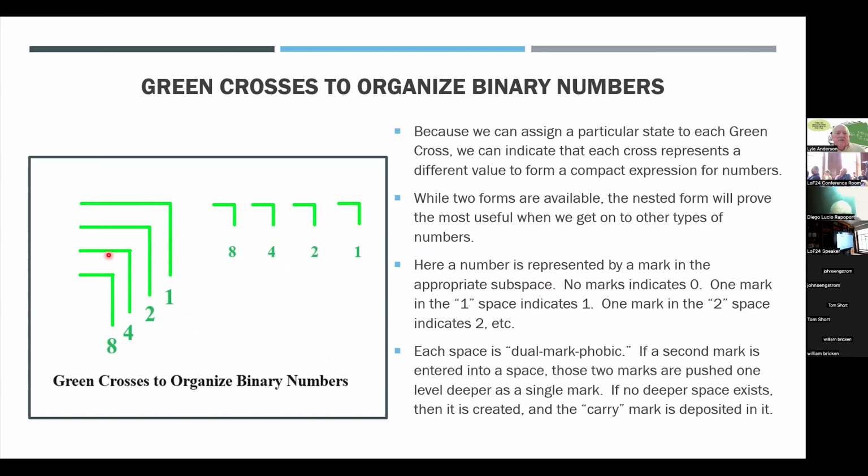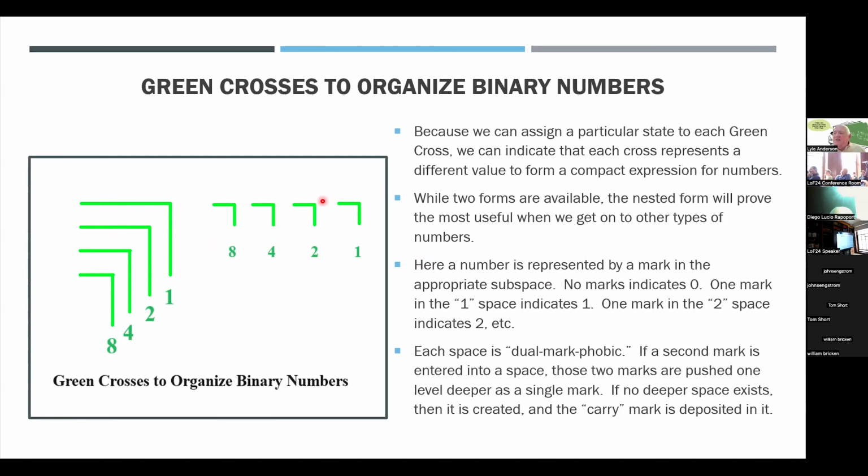this turns out to be a form that's going to be very, very useful. It's a nesting of green crosses, and each cross is identified as having a particular state, okay? This is the one state. So if there's a black cross in here, that means the number is one. If there's a black cross in here, it means the number is two. If there's a black cross in here, it means the number is four, and so on.